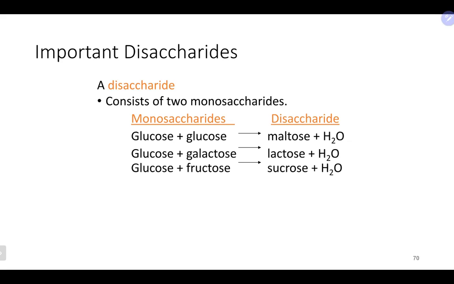You do need to know these, yes? So you do need to know that maltose is made up of 2 glucose units. You need to know that lactose is made up of a galactose and a glucose. And you do need to know that sucrose is made up of fructose and glucose. So put a little star on that. We're going to go through each of these individually, but you do need to know these guys.